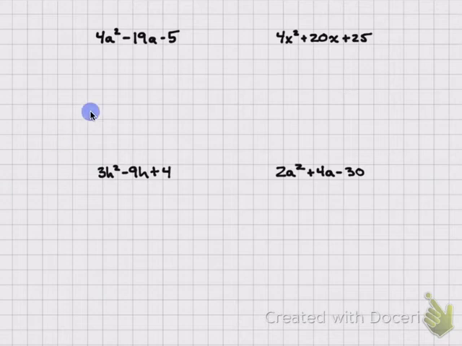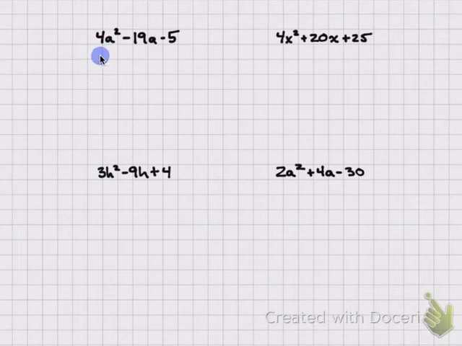Okay, so in this first example, we've got a trinomial. The leading coefficient is not 1, okay? And this is not a perfect square trinomial. So none of our previous strategies are going to work. We've got to use this splitting method. So what we're going to do is split up this negative 19a in such a way that we could then factor by grouping.